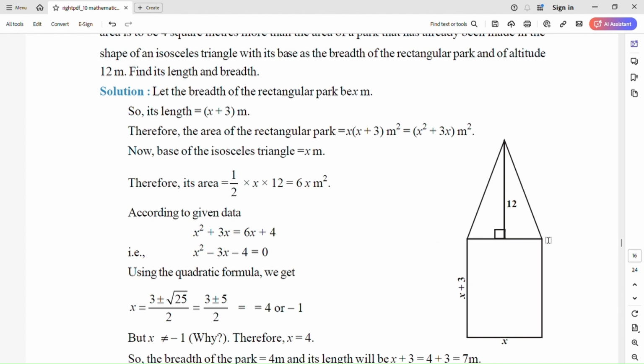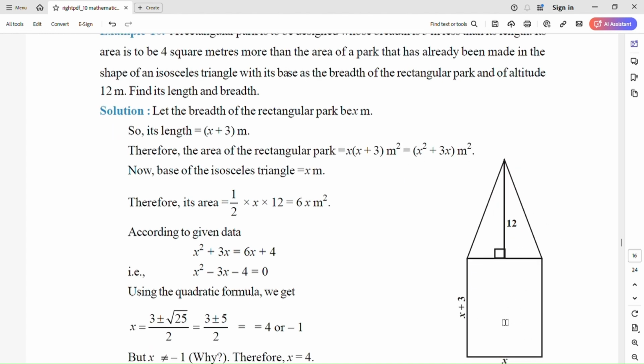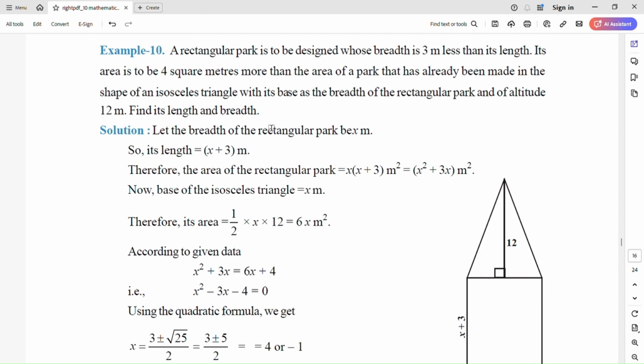The altitude is 12, which is given. So the area of this triangle, if you take it as y, this is y plus 4 basically. The altitude of this triangle is 12 meters. Find the length and breadth.